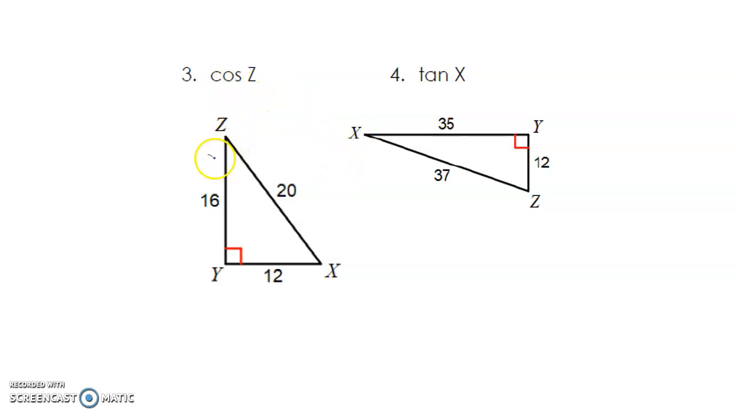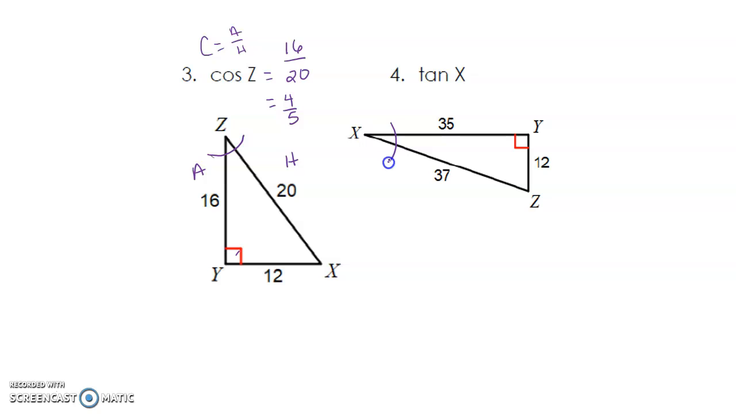Cosine Z, first thing I will do is arc angle Z. Cosine is adjacent over hypotenuse, so that's what I'm going to label. There's my hypotenuse across from my right angle. It's pointing at it. The arc is also touching my adjacent, so my cosine Z is going to be my adjacent of 16 over my hypotenuse 20. I can simplify that to 4/5.